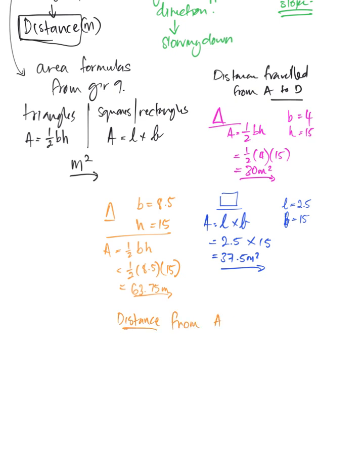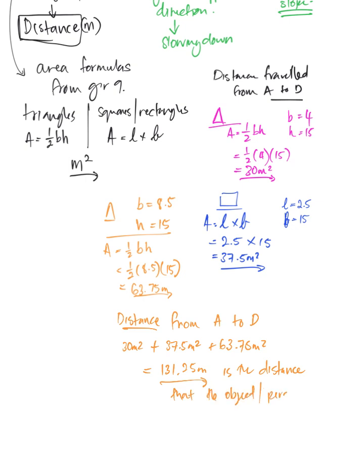All right, so now if I want the distance from A to D, I can say 30 meters squared plus 37.5 meters squared plus 63.75 meters squared. And that gives me 131.25 meters is the distance that the object or the person traveled. Does that make sense?